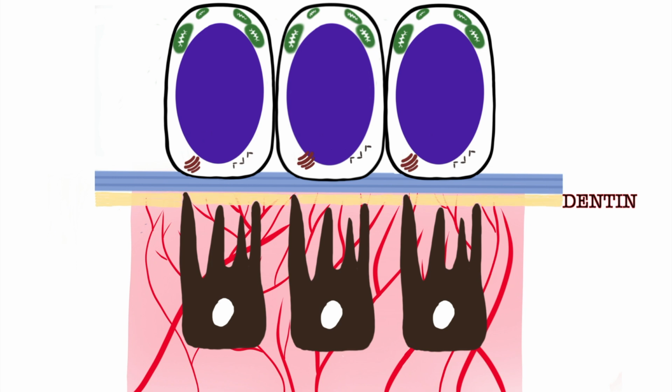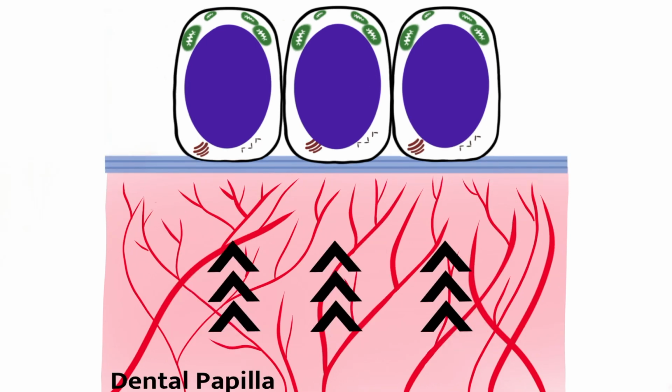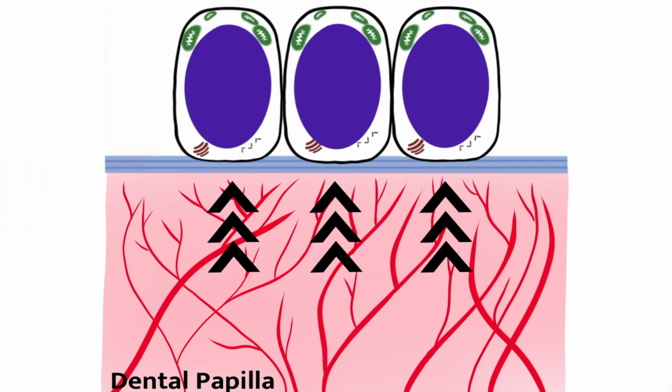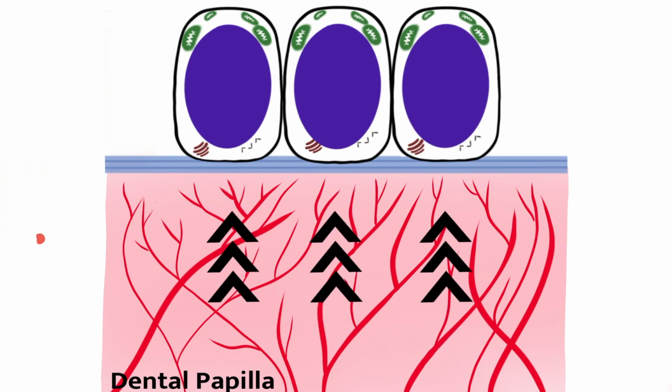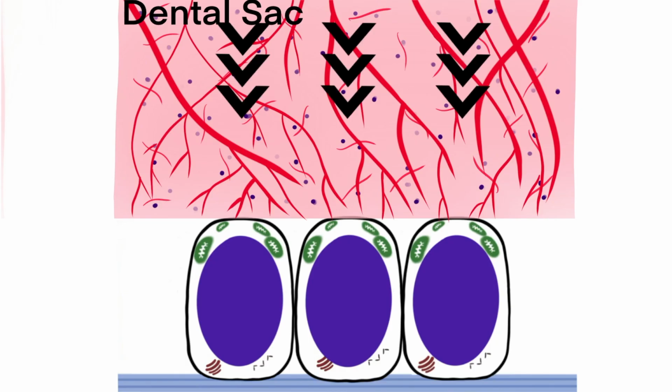Formation of dentine here is a crucial step because initially ameloblasts derive their complete nutritional supply from the dental papilla. Now, with the deposition of dentine, this nutrient supply is cut off. Now, the ameloblasts begin receiving their nutrient supply from the blood vessels of the dental sac.